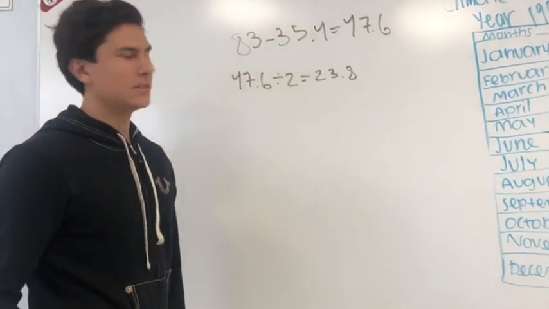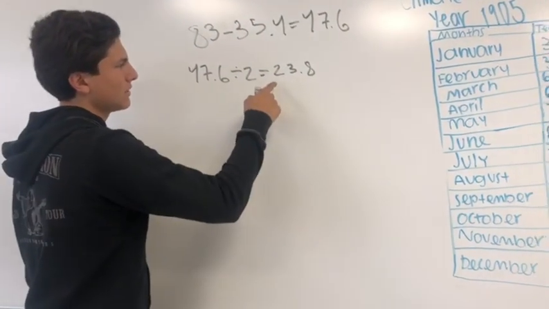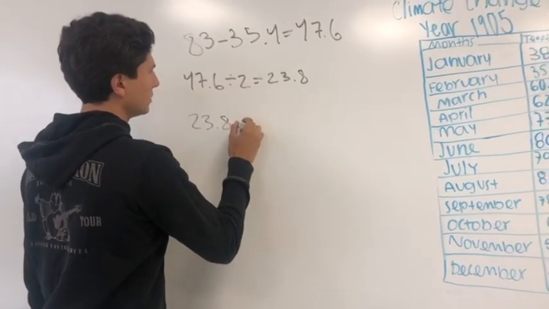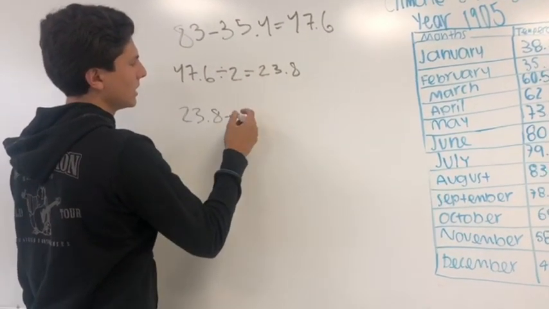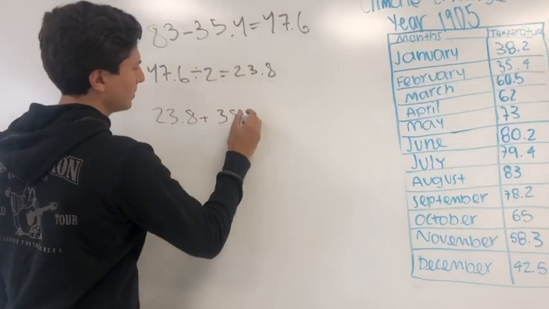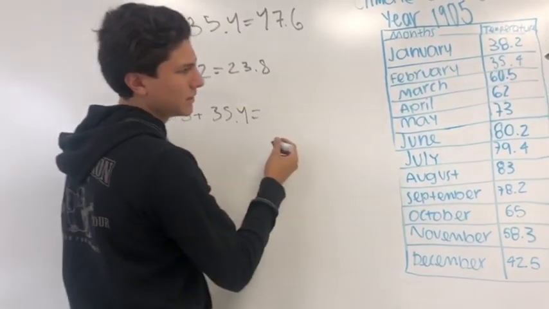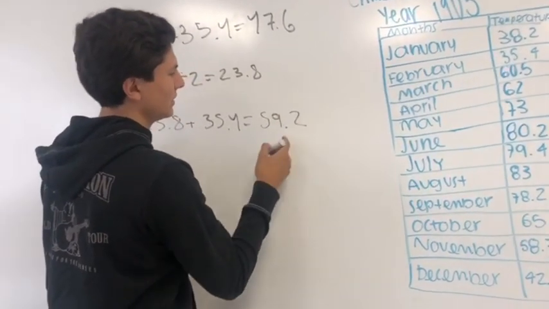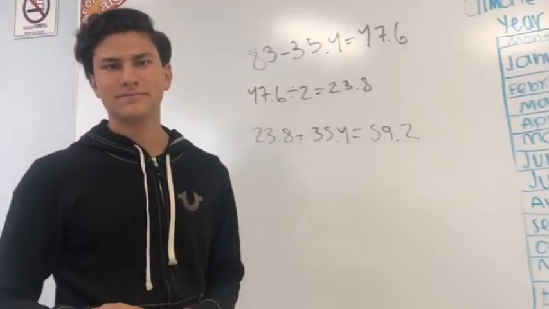And then to obtain the symmetry axis, you just need to add this number, 23.8, to the lowest value, 35.4. And the result of this addition, 59.2, is the symmetry axis for a graph.